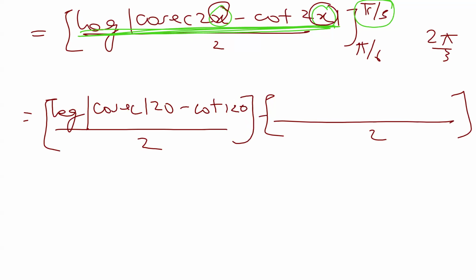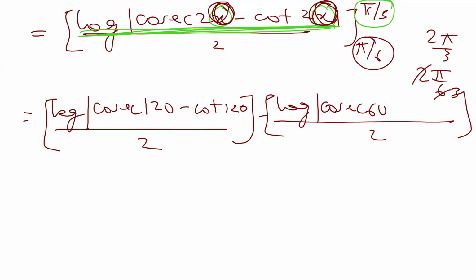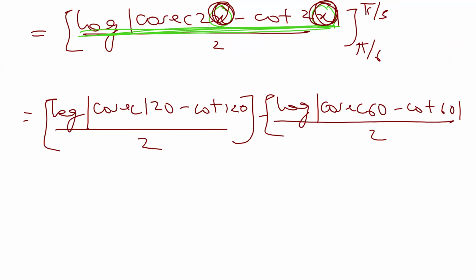And in the second bracket, log cosec 2 into pi by 6. Second time you are going to put the value of x as the lower limit, which is pi by 6. So 2 into pi by 6 is pi by 3. So log modulus cosec 60 minus cot 60. I believe everybody understood this.